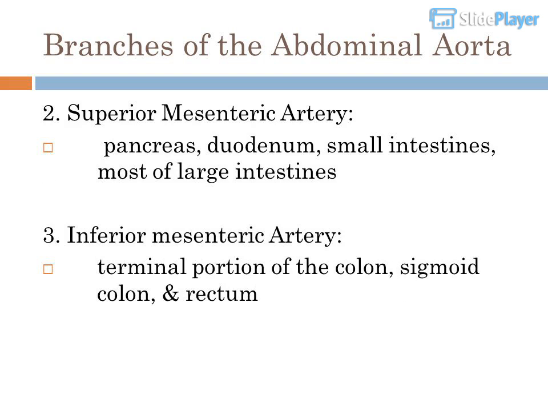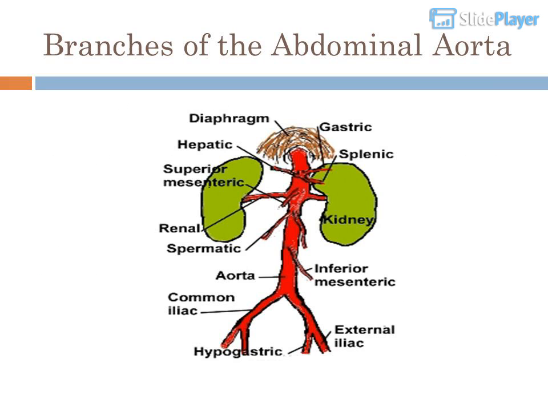Branches of the abdominal aorta. Two: superior mesenteric artery, pancreas, duodenum, small intestines, most of the large intestines. Three: inferior mesenteric artery, terminal portion of the colon, sigmoid colon, and rectum.